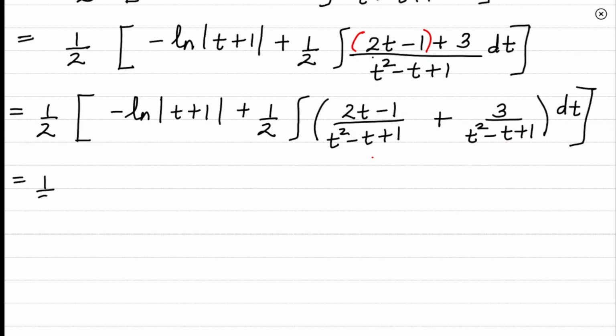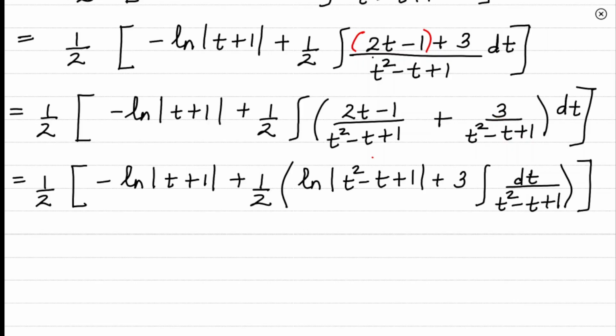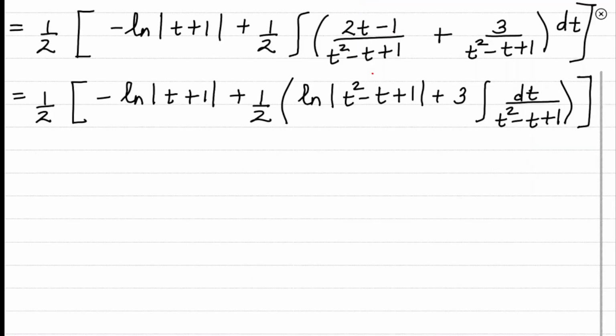So we have 1 by 2 bracket minus ln mod t plus 1 plus 1 by 2. Let's put a bracket. Now the first integral, as we discussed, is ln mod t square minus t plus 1, plus 3 times this integral. This 3 is constant, can be taken out of the integral. In order to integrate this part, we'll have to do the completing square method. So let's see how you do that.